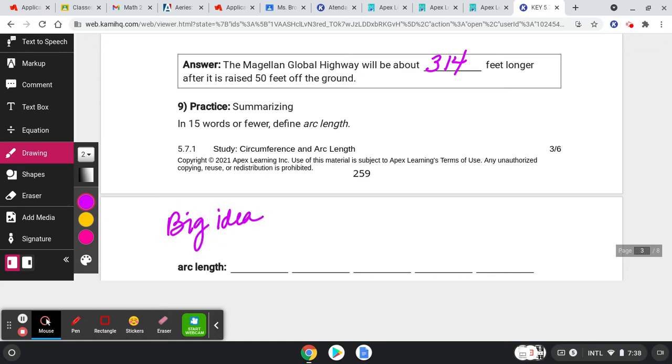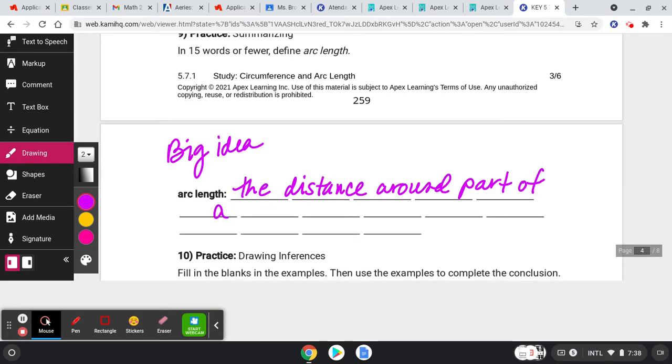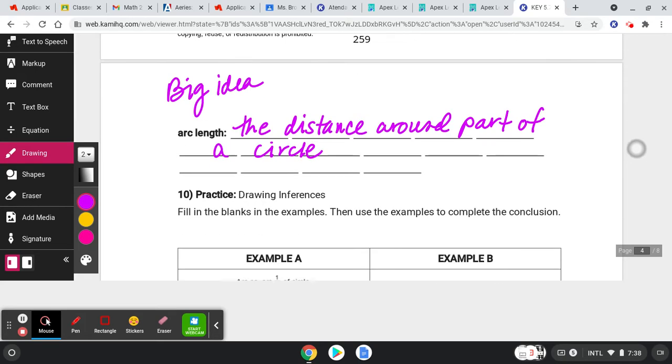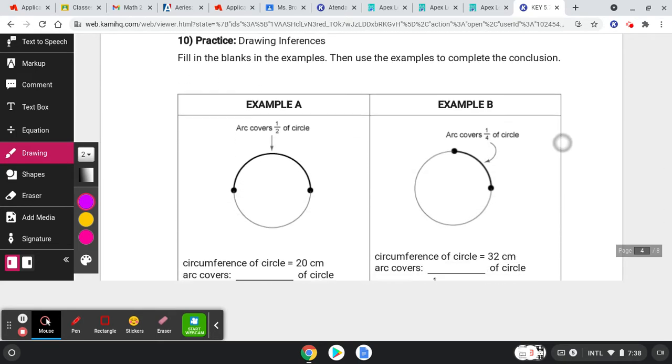We're going to talk about taking just a small part of that whole circumference, the arc length. So this is the distance around part of a circle, or a partial perimeter.